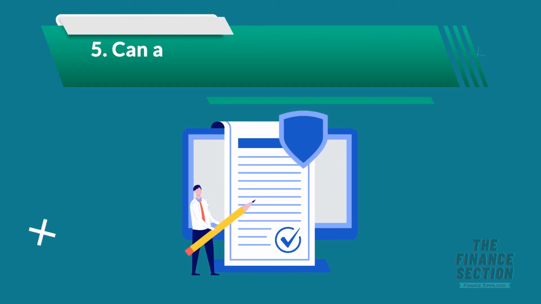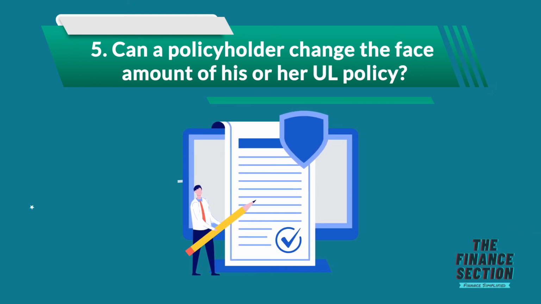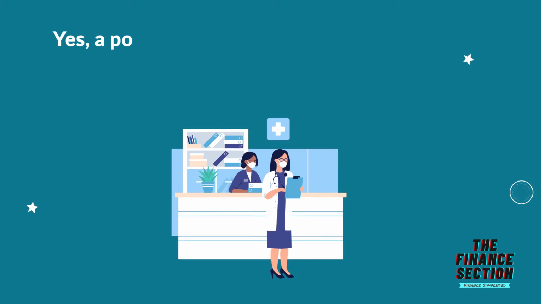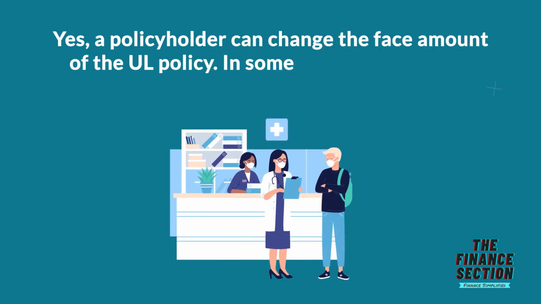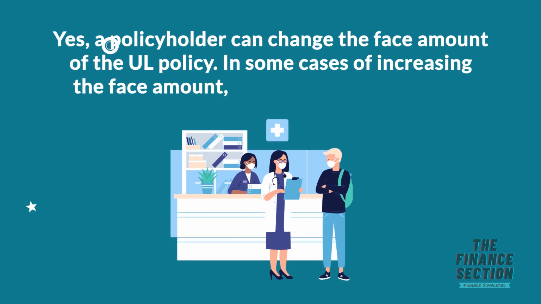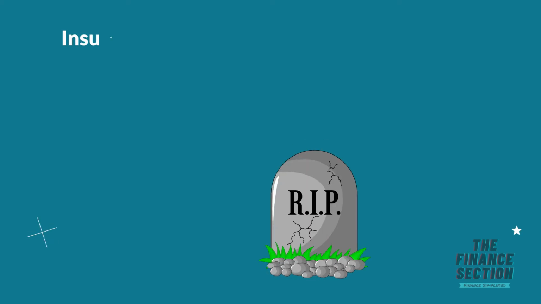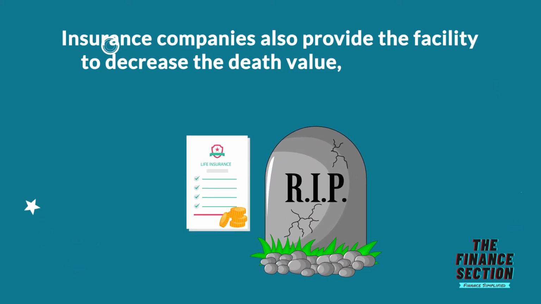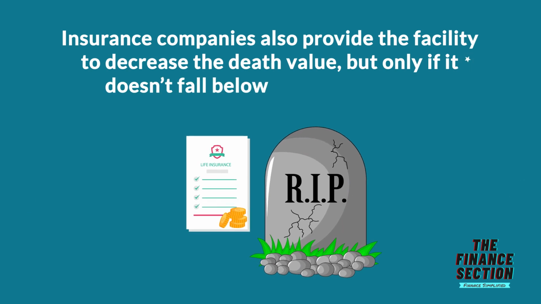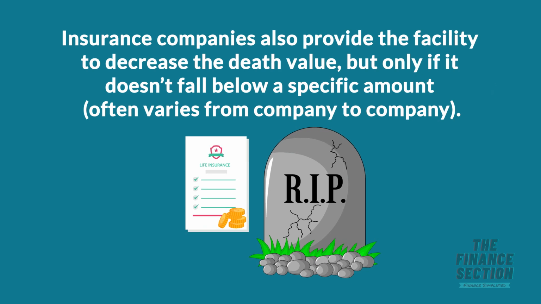5. Can a policyholder change the face amount of his or her UL policy? Yes, a policyholder can change the face amount of the UL policy. In some cases of increasing the face amount, the policyholder needs to undergo a medical examination. Insurance companies also provide the facility to decrease the death value, but only if it doesn't fall below a specific amount, which often varies from company to company.